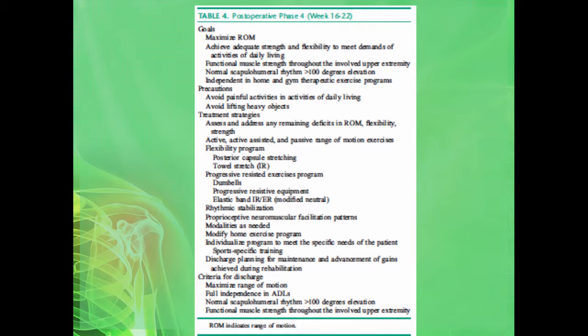In order for our patients to be discharged from therapy, and quite often that discharge will be dependent on insurance, we want them to have maximal range of motion. They should be independent with ADLs. They should have good scapulohumeral rhythm, especially overhead activities beyond 100 degrees of elevation, and they have good functional muscle strength in the entire upper extremity.